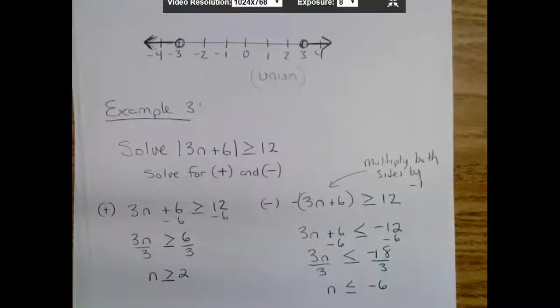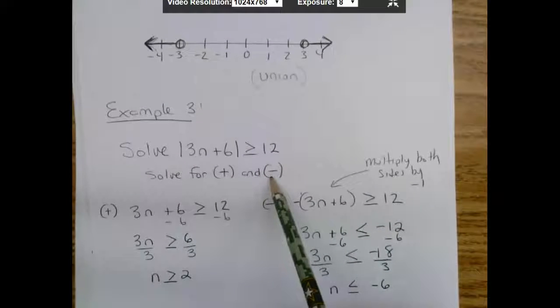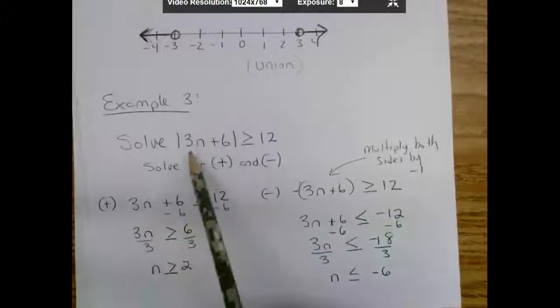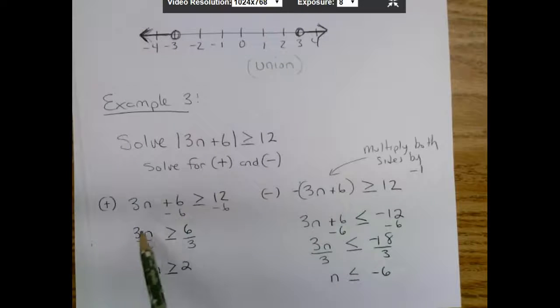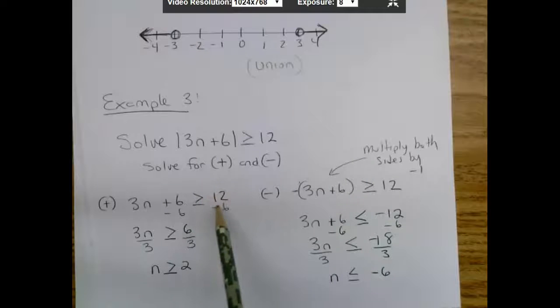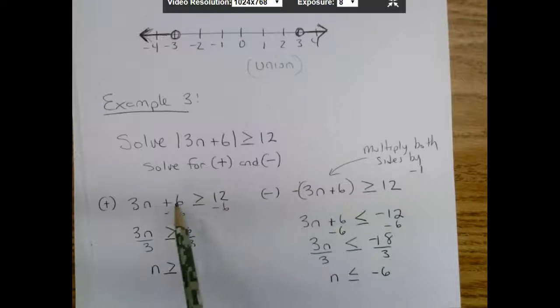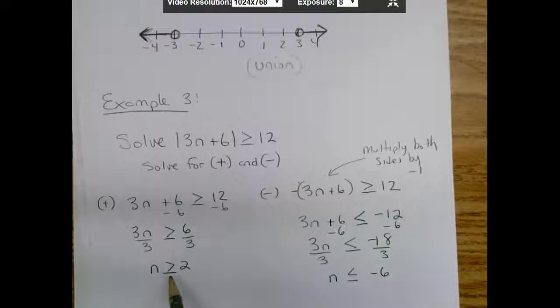If we have, so this one says solve. This has 3n plus 6, the absolute value is greater than or equal to 12. So what we're going to do again, we're going to solve for the positive, and we're going to solve for the negative. So here we have the positive. We're just going to take the bars away, and we're just going to solve it, because we have 3n plus 6 is greater than or equal to 12, minus 6 on both sides to get rid of that 6. We get 3n is greater than or equal to 6, divide by 3, we're going to get n is greater than or equal to 2.